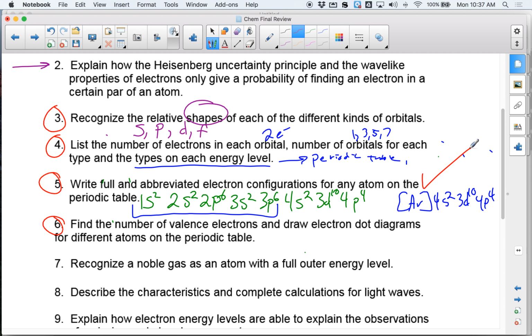All right, on to number 6. It says you should be able to find the number of valence electrons and draw electron dot diagrams for different atoms on the periodic table. This is the part we're going to focus on. You can cross out electron dot diagrams. I will not ask you to draw an electron dot diagram. But we should be able to find the number of valence electrons.